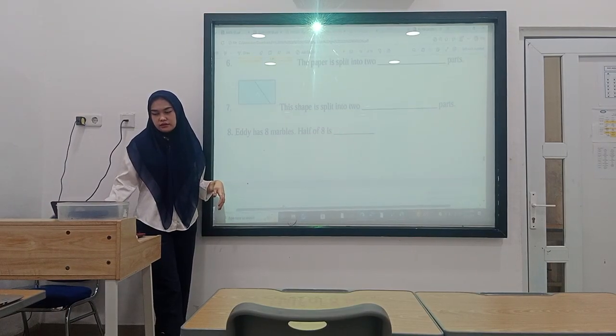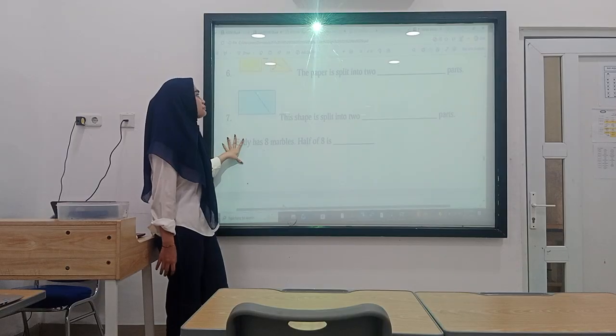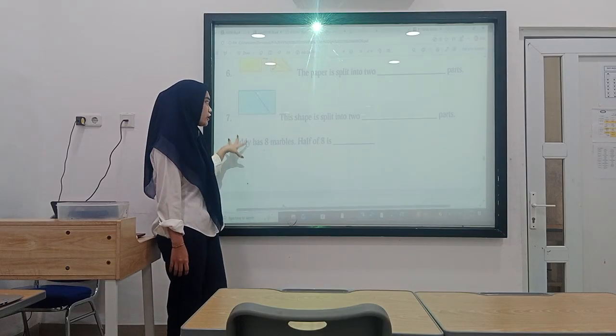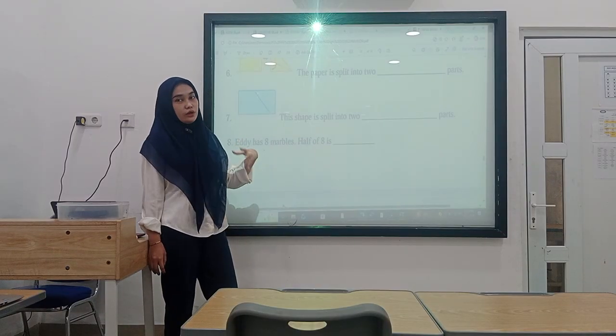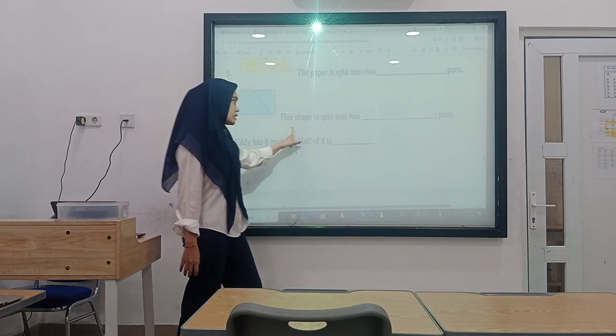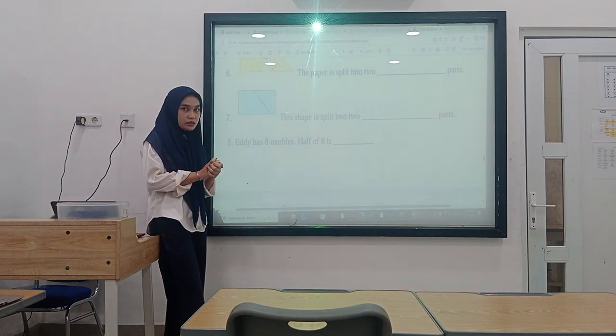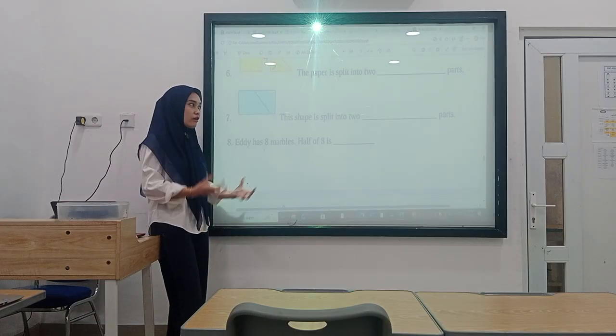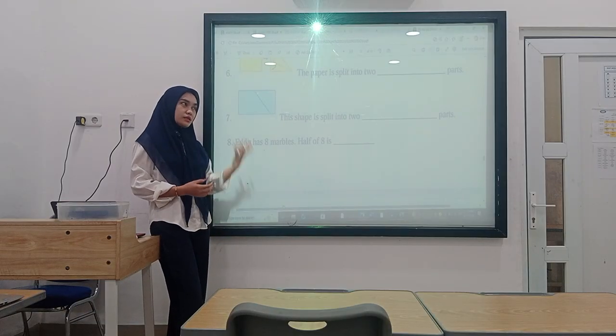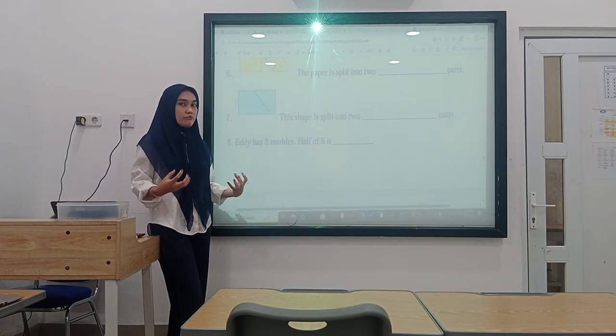Number 7, unequal. Okay, so in here we learn about equal and unequal. So in number 7, why is the answer unequal? Because as we know, when we split two things into half, it means they must have the same size or amount, which means fair, balance.